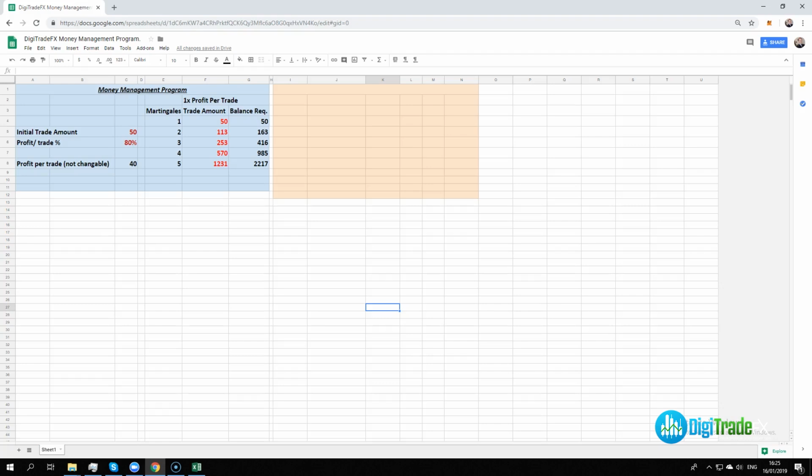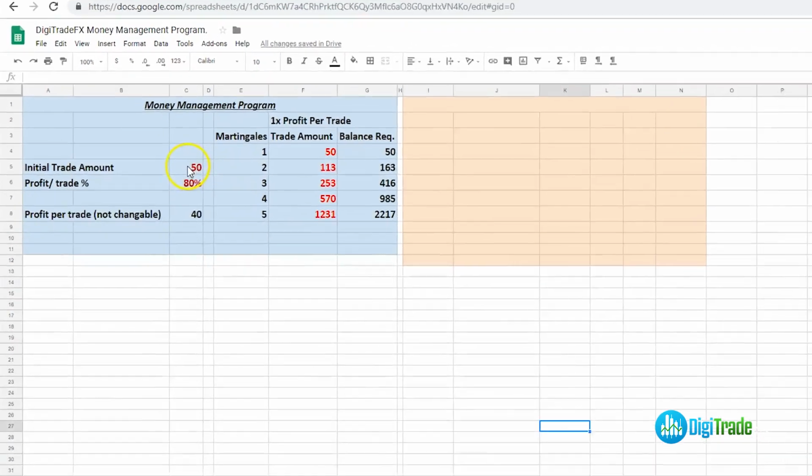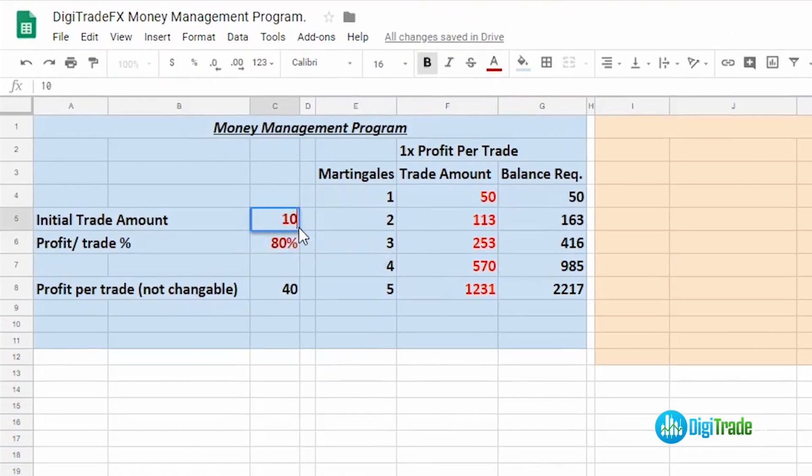If you take a trade, for example, let's say we're trading with $10 a trade, presuming our account balance is 1,000, because we only trade with 1% of our balance as our initial trade size. So let's say our account balance is 1,000. Our first trade is at $10. Our profit return is 80%.